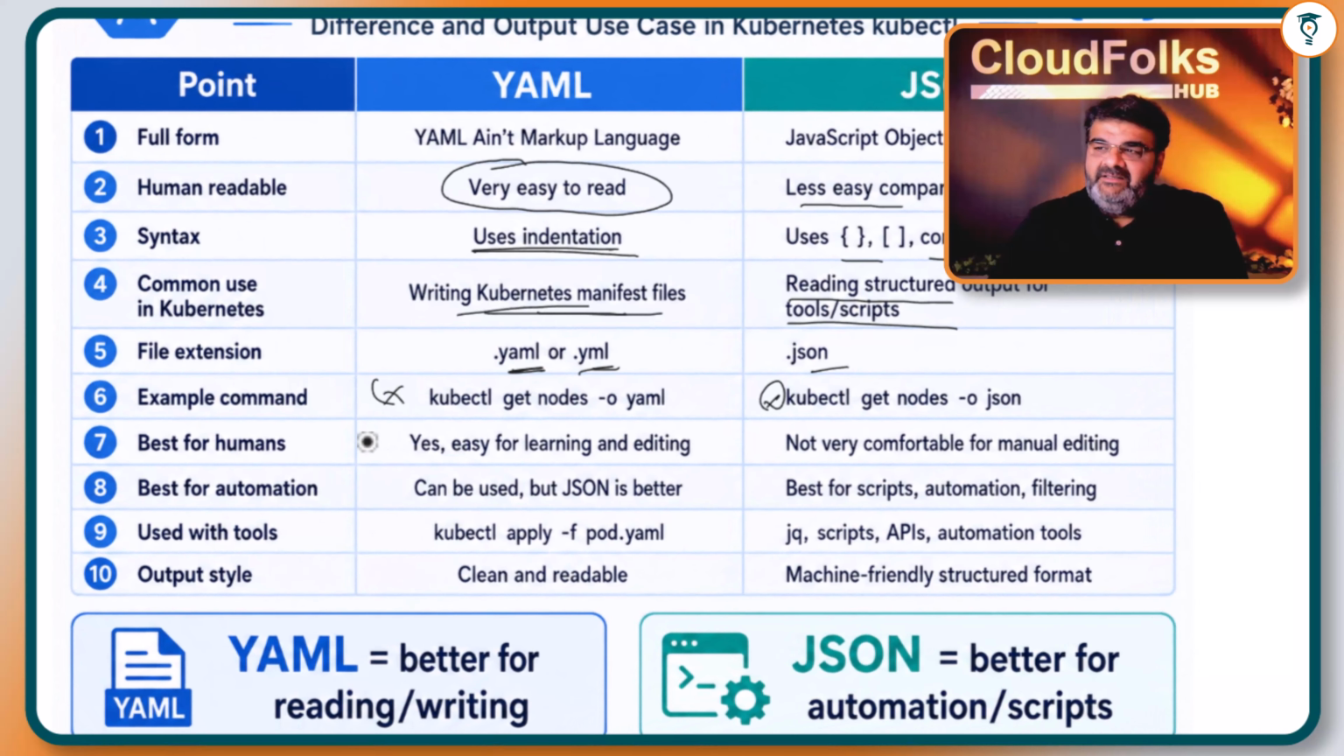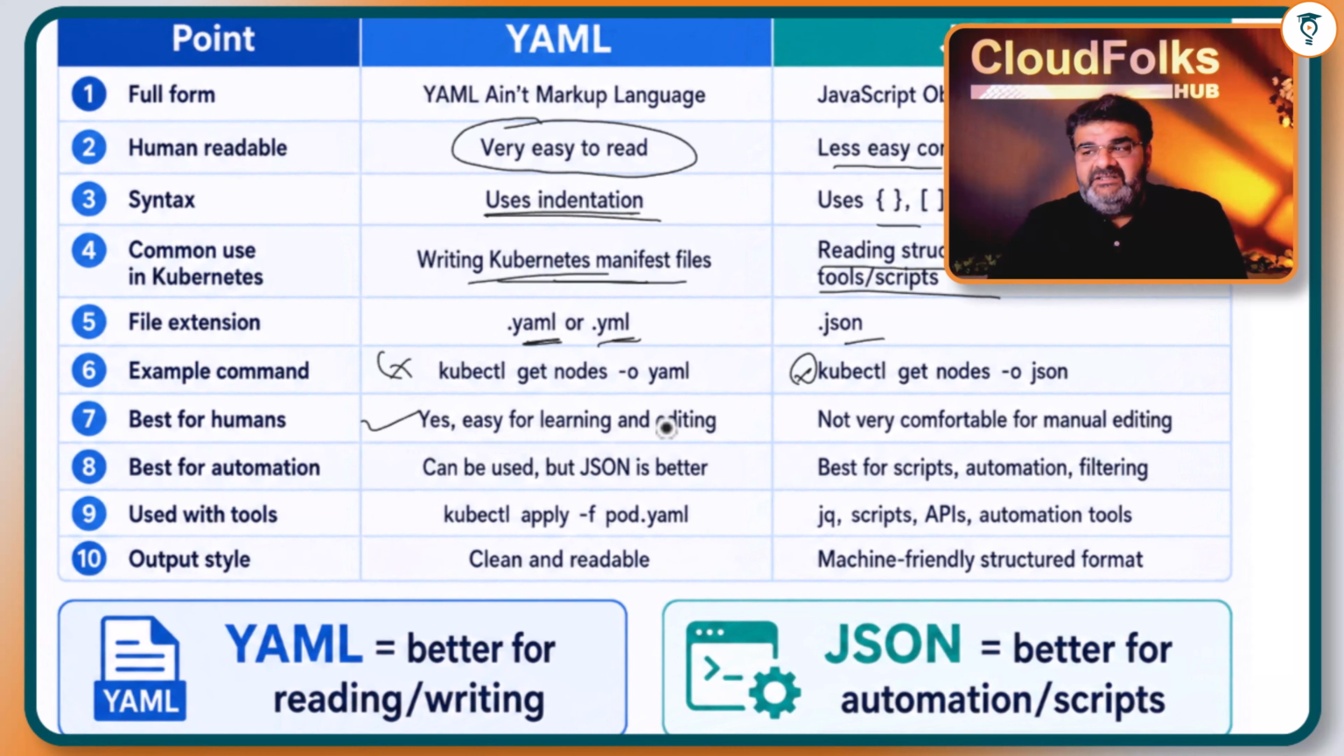For humans, YAML is always best, easy for learning and editing. JSON is not very comfortable for manual editing. For automation, YAML can be used, but JSON is better. It is best for scripting, automation, and filtering. So that's why we have JSON.